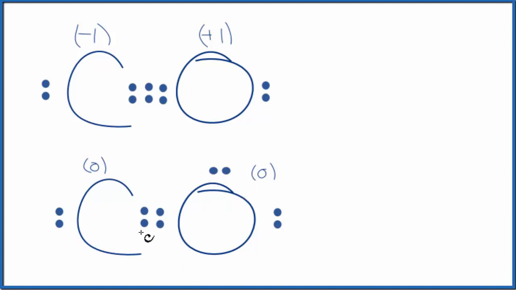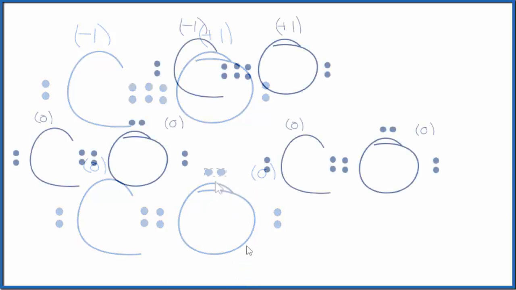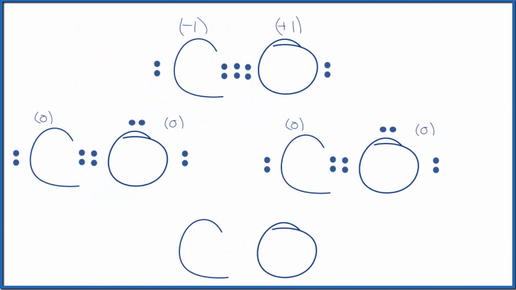We could also draw this another way. We could have this pair of electrons here. That would be another resonance structure. So let's do that. One last resonance structure. We could have a single bond between the carbon and the oxygen. That would look like this.